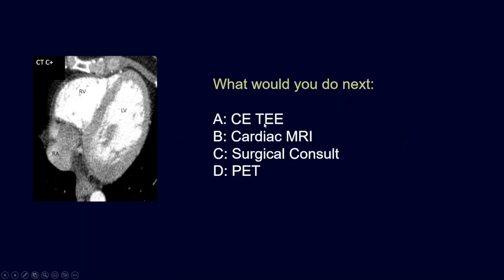TEE is typically difficult for evaluating right atrial lesions. It's great for looking at left atrial lesions because the LA is immediately posterior to the esophagus. If you can't do a cardiac CT for any reason, we can do a cardiac MR, prospectively gated four-phase, to see if we can characterize that.